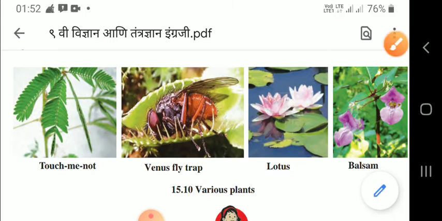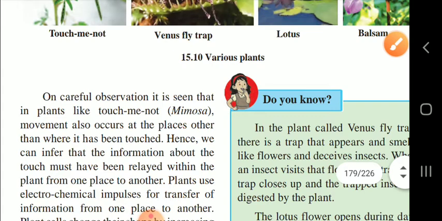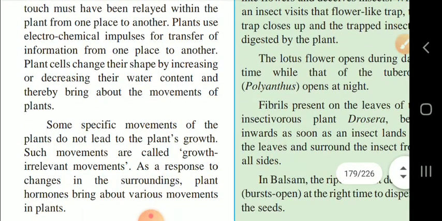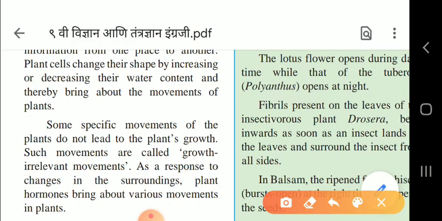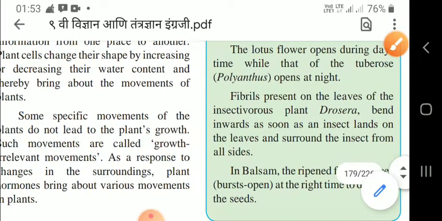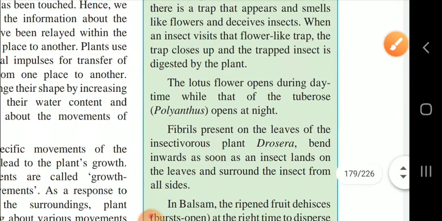Here is the definition. I'll show you, children. Here is the definition. This is important. You have to learn, children. And as already told you, this portion is cancelled.